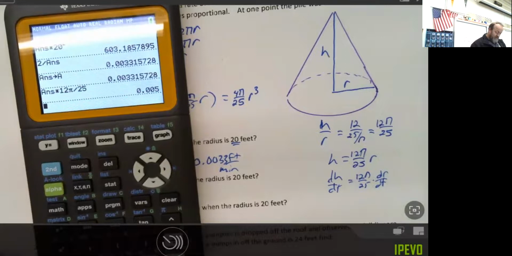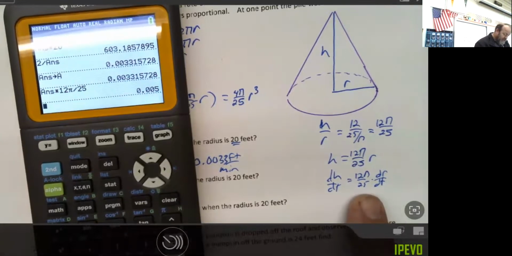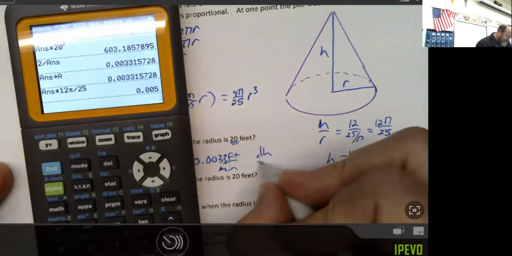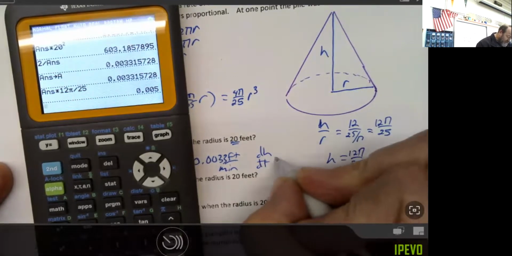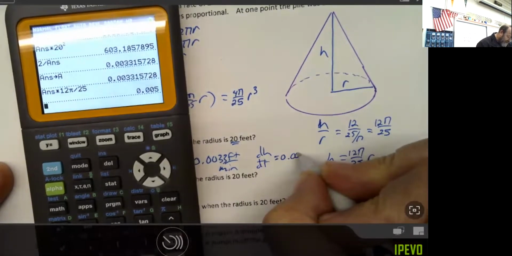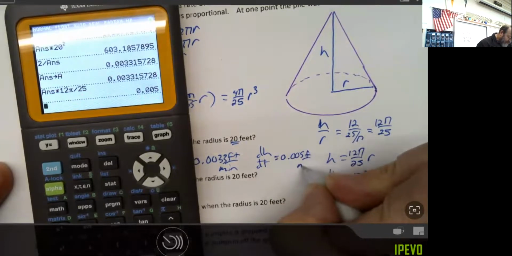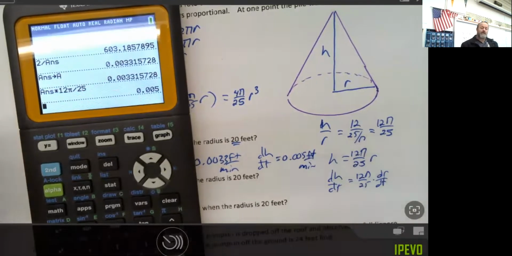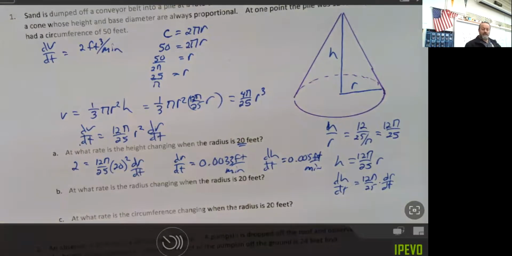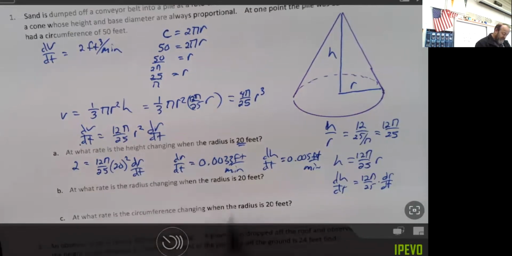And this is, oh, that's pretty nice. So I got that dh/dt is equal to 0.005 feet per minute. Now, again, this is a word problem, and we should have some kind of a summary statement saying that that's specifically only at this moment in time. But there we go. We've got that value.